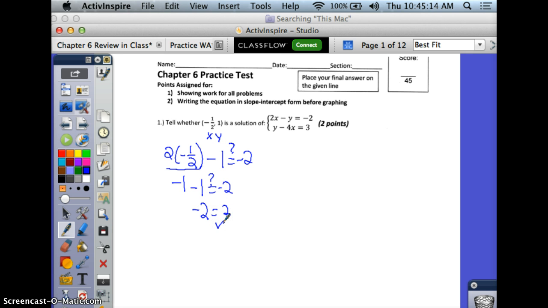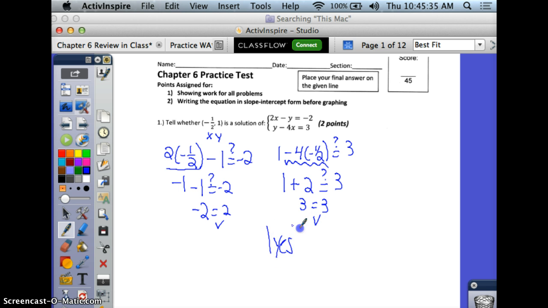That's true. So let's substitute it in the second one. Is 1 minus 4 times -1/2 equal to 3? Well, a negative times a negative is going to become positive, so 1 plus 2. I want to know if that equals 3. 3 does equal 3. It's true. So yes, it is a solution.